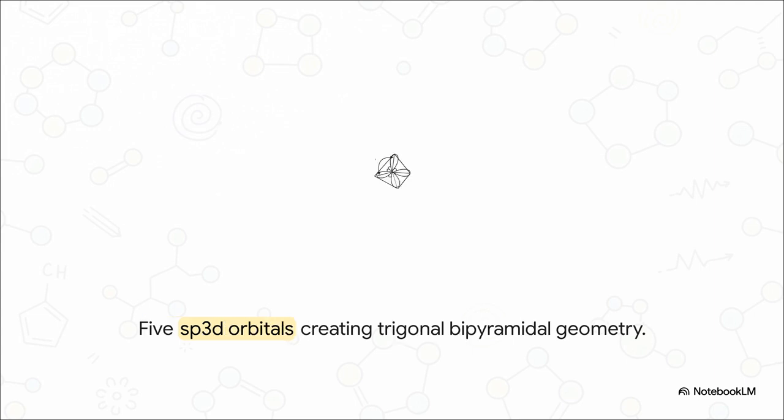Now when things get a bit more wild and we drag d orbitals into the mix, like with our old friend phosphorus pentachloride, we get sp3d hybridization. Now nature has to figure out how to arrange 5 hybrid orbitals in 3D space. It solves this spatial puzzle by creating a trigonal bipyramid. You get 3 orbitals sitting flat in the middle at 120 degrees and 2 pointing straight up and down at exactly 90 degrees. Every single atom positions itself perfectly to minimize that electron repulsion.